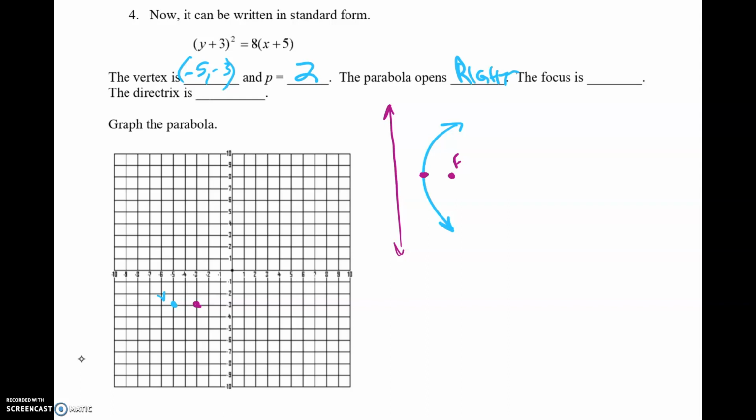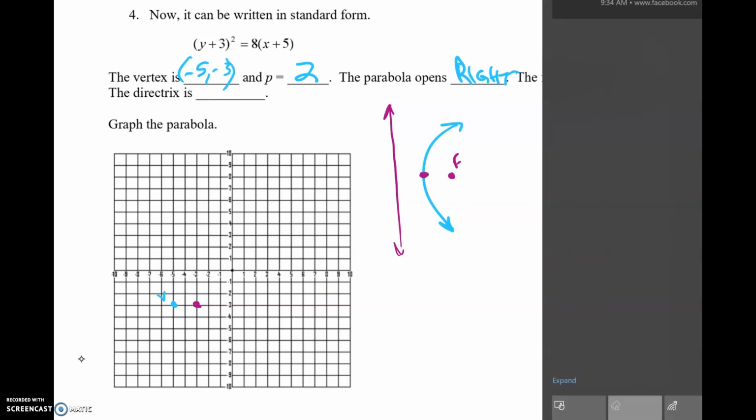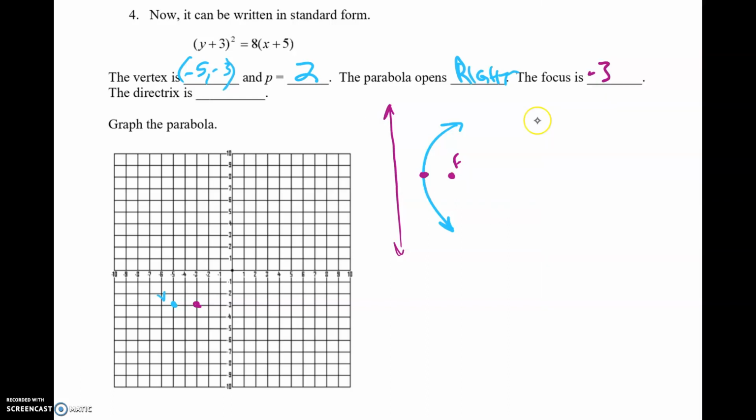Focus is, that point is -3, -3. There we go. Okay, so there's the focus.